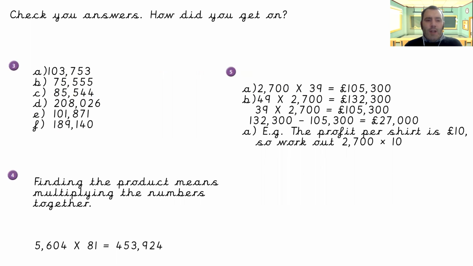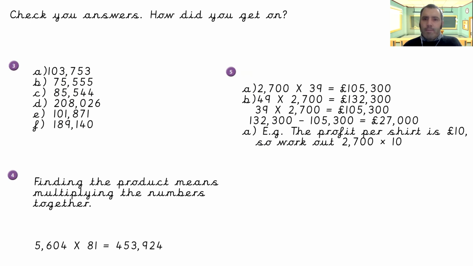Question 3's answers there. Question 4, finding the product means multiplying the numbers together. If you think right the way back to when we first started back after Christmas, we had a little bit of vocabulary at the beginning of that video. Product, what you get when you multiply 2 numbers together.